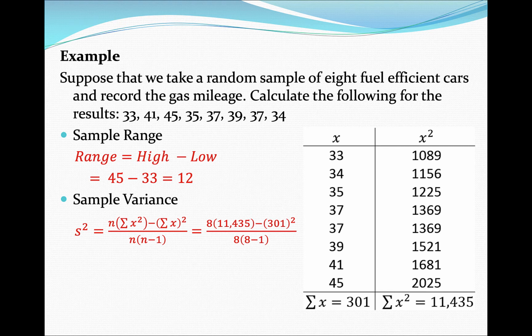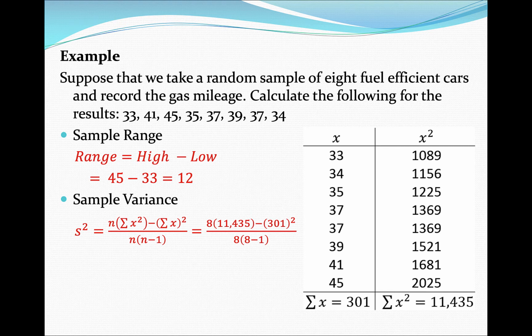So if you'll notice, when we plug things in, we plug in 8 for n. That's the first thing you see in the equation. Then we have the sum of the x squared. The squared is inside the parentheses there, which means we square by order of operations before we sum. So you square the values, then you sum them. That's what that 11,435 is. We squared the x values, then we summed those x values. So you'll see that first term is 8 times 11,435.